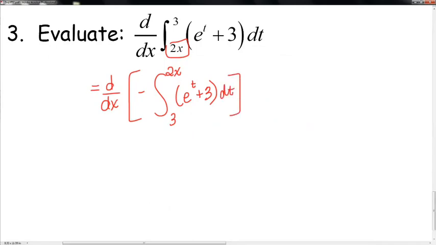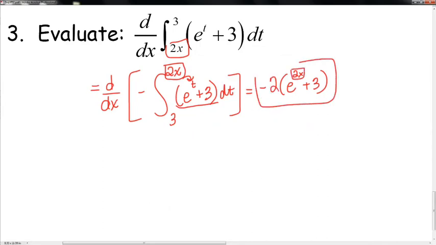And so now I'm going to be plugging in 2x into t, but then I need to multiply by the derivative of 2x by our whole entire function. And so that becomes negative e to the 2x plus 3, and then I need to multiply by that derivative of what I just plugged in, which is 2. And so that's our answer.